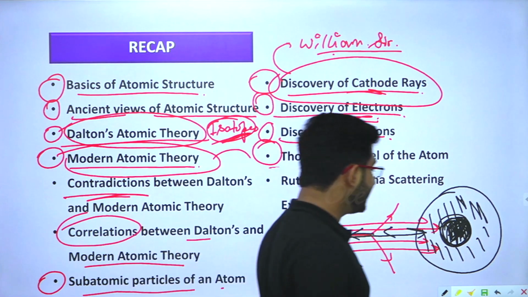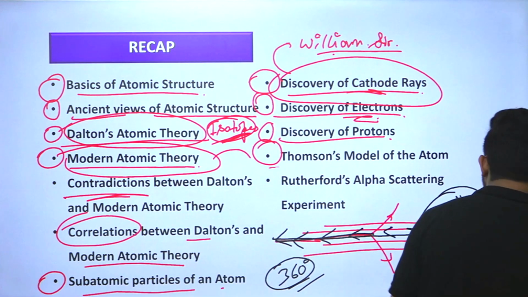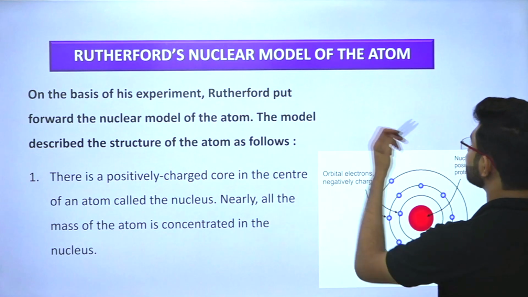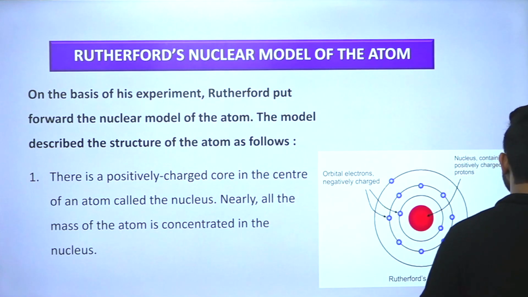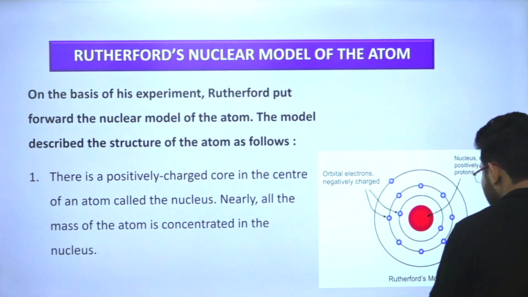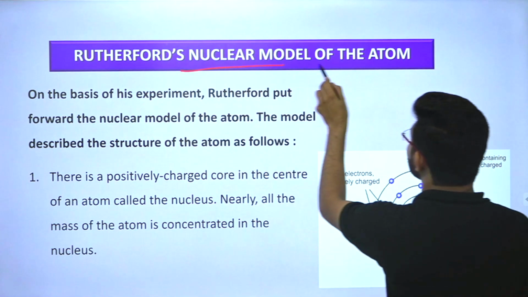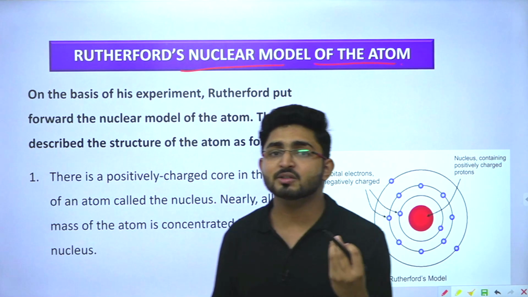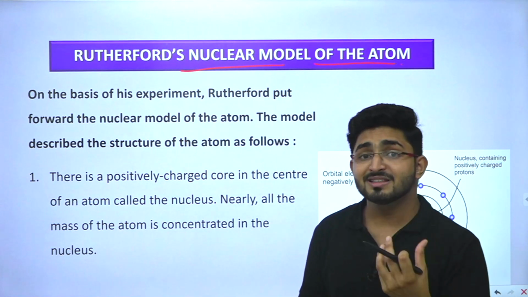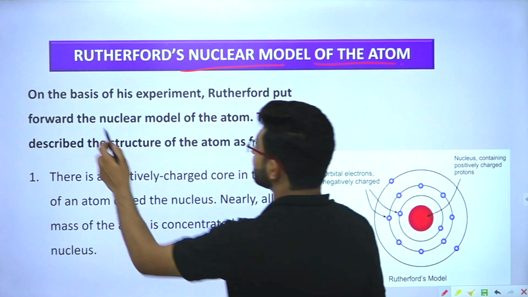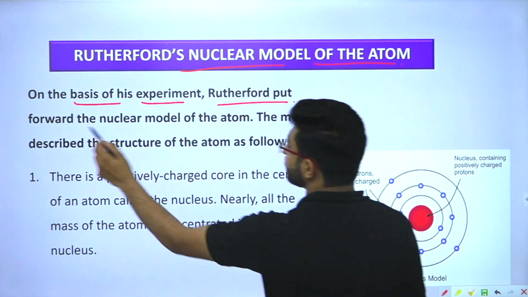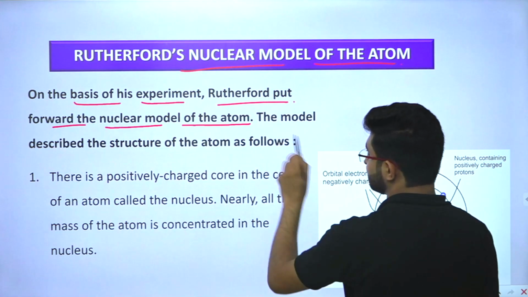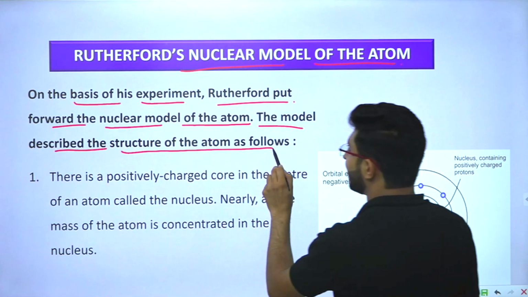Now we are going ahead with today's topic, that is on your screen, Rutherford's nuclear model of atom. After the Rutherford's scattering experiment, he proposed the nuclear model of the atom. After his experiment, he proposed the structure of atom. On the basis of his experiment, Rutherford put forward the nuclear model of the atom. The model describes the structure of the atom as follows.